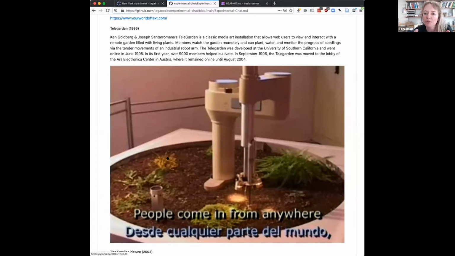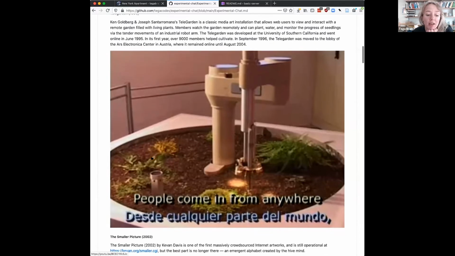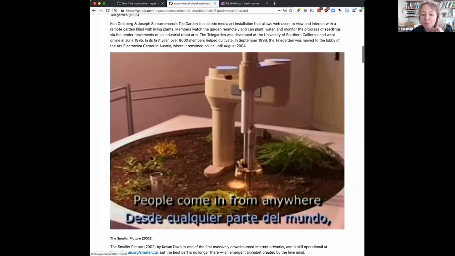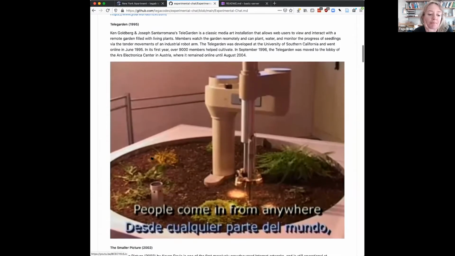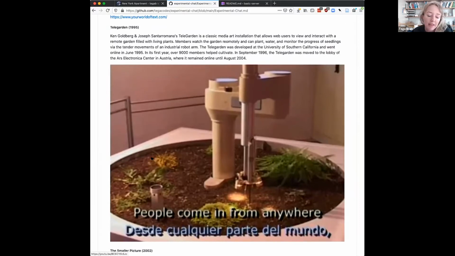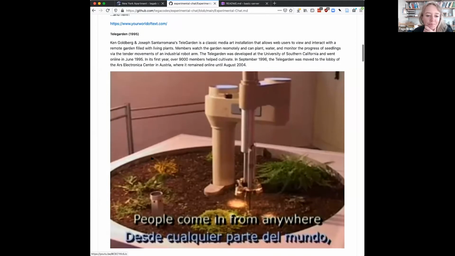I think it was moved to the Ars Electronica Museum, so perhaps some of you have seen it there. But, you know, a classic piece of early telematic art that, yeah, again, also raises questions of care and codes of conduct. I think we call this now as well in the context of social media.